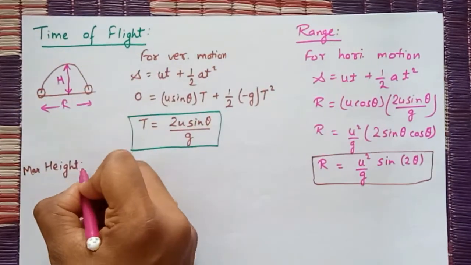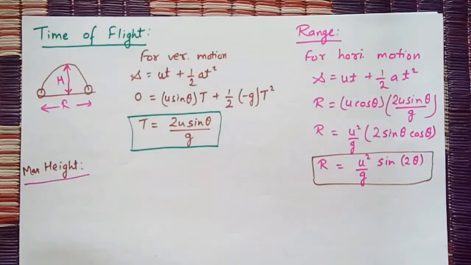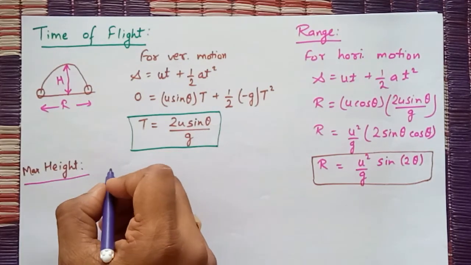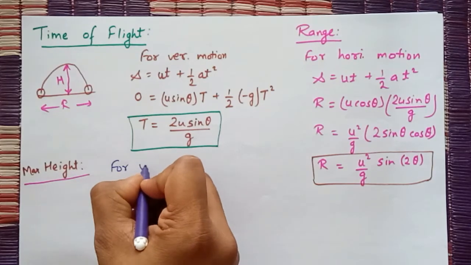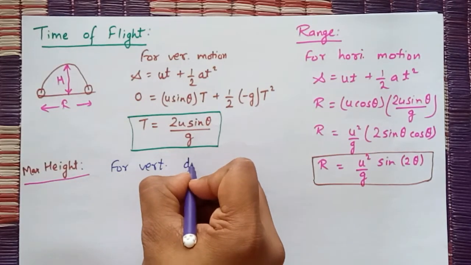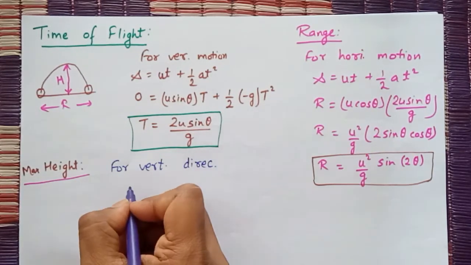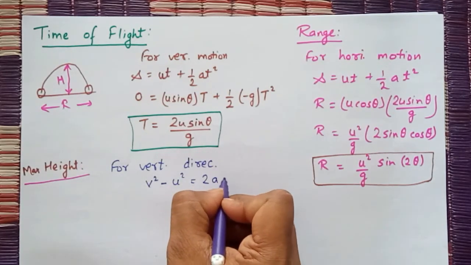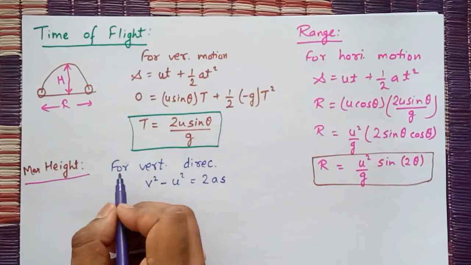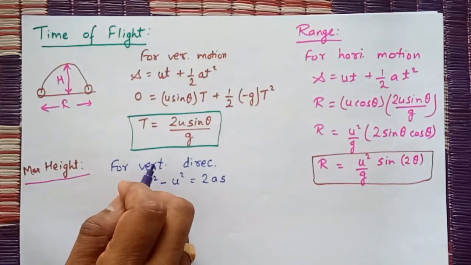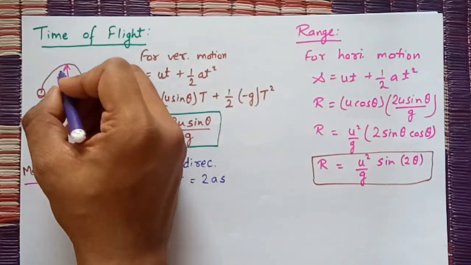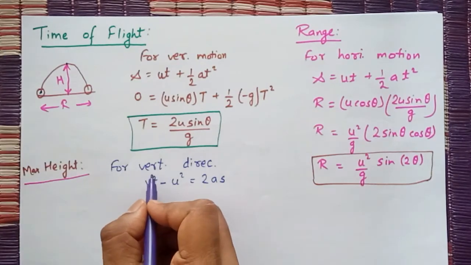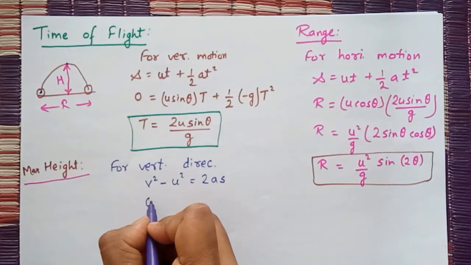H. So how to find the maximum height? I can find it by applying the formula in the vertical direction. For the vertical direction, v square minus u square is equals to 2as. Maximum height for the vertical direction, and I am taking it only for the half path, that is from here to here. Then only for the half path, at the topmost point, final velocity is 0.